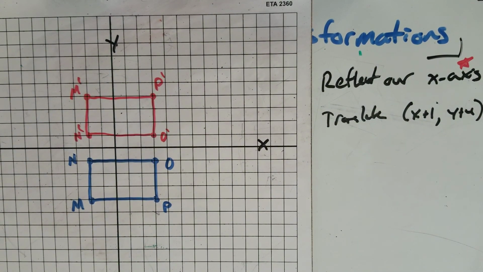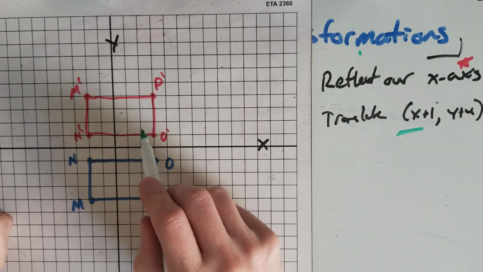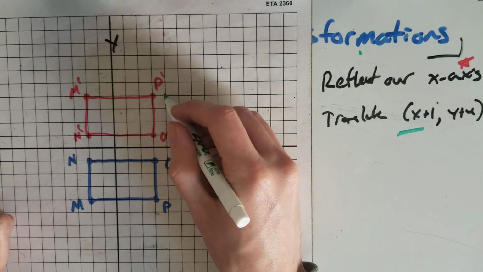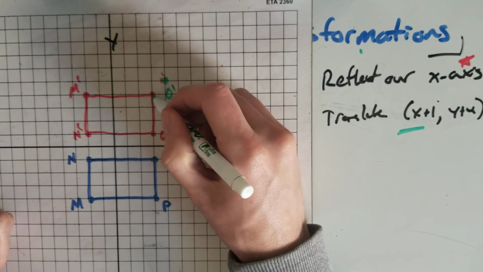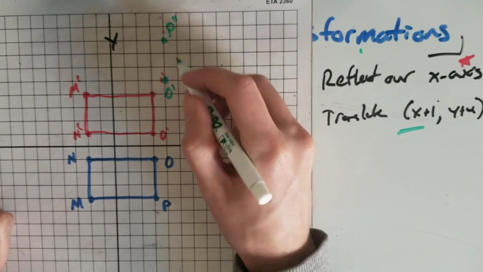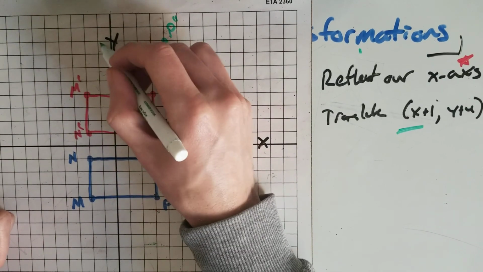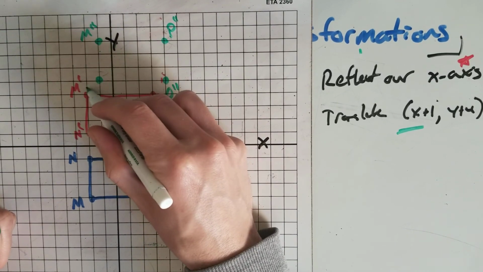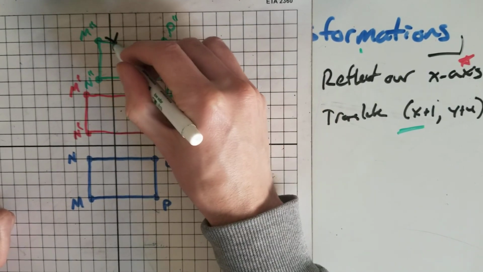But after we reflect over x, we want to translate by the rule x plus 1, y plus 4. So we're going to take the reflected image, and everything's going to go to the right by 1 and up by 4. So to the right by 1 and up by 1, 2, 3, 4. This is now our O double prime. P goes to the right by 1 and up by 1, 2, 3, 4. So here's P double prime. M goes to the right by 1 and up by 4. So M double prime and N double prime is going to be right here. So this green image would be your final image.